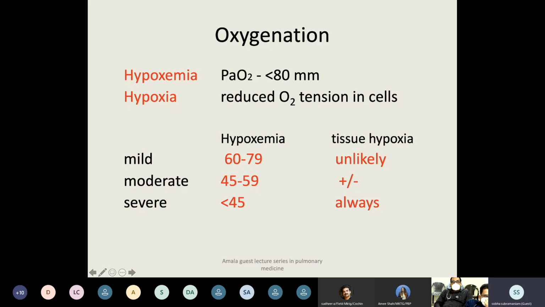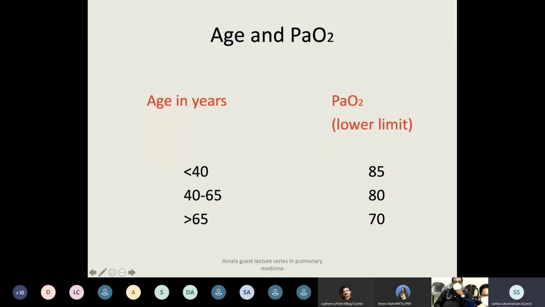Moderate hypoxemia is between 45 and 59, where you may find tissue hypoxia plus or minus, whereas severe hypoxemia is defined as PaO2 less than 45, and you are sure to find tissue hypoxia all the time when the PaO2 is less than 45. And what is the relationship between age and the lower limit of PaO2?